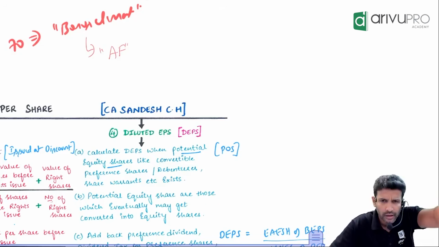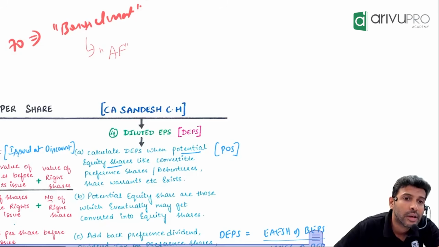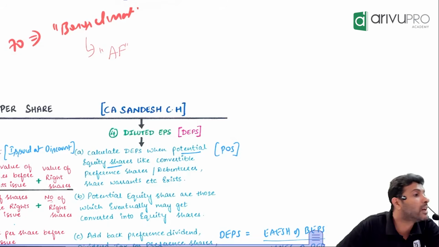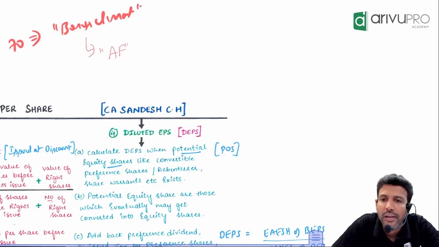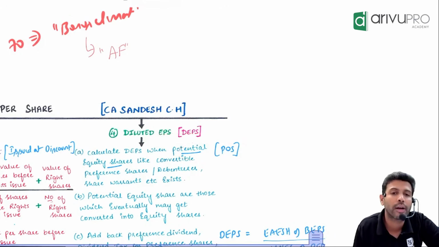Example, convertible preference shares. Currently they are preference shares, but when you convert, they will become equity shares. That only we call POS. Convertible debentures: currently they are debentures, but when you convert in future, they will become equity shares. Such instruments only we call POS.